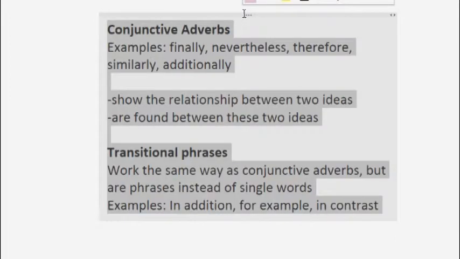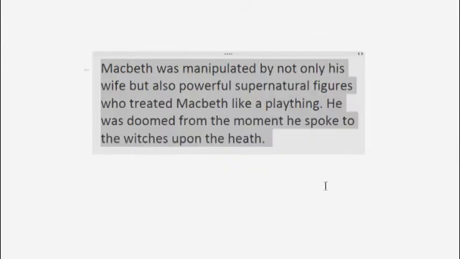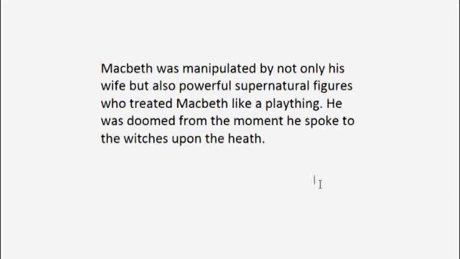So let's take a look at an example that might require a conjunctive adverb, just so you can see how they would be used. So let's imagine I'm writing about Macbeth, everyone's favorite Shakespearean play. Macbeth was manipulated by not only his wife, but also powerful supernatural figures who treated Macbeth like a plaything. He was doomed from the moment he spoke to the witches upon the heath. So these two sentences, they're fine. There's nothing wrong with them. They flow reasonably well in the sense that I can tell these two ideas are connected.